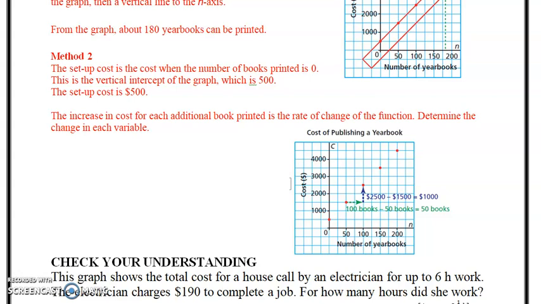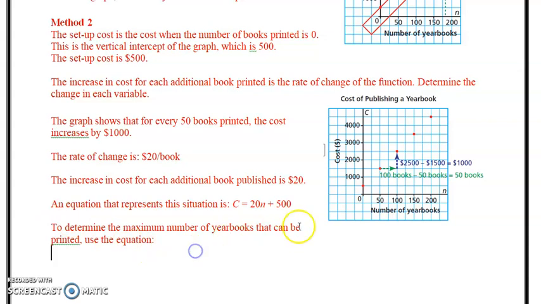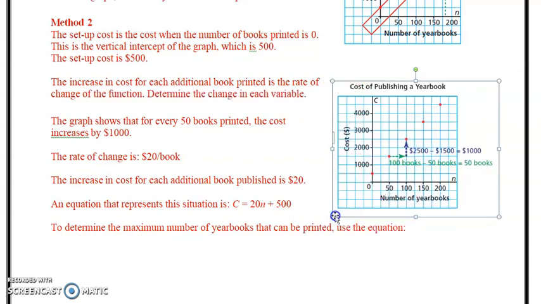I'll show that with the rate of change. The graph shows that for every 50 yearbooks printed, the cost increases by 1,000. So that rate of change is $20 per book. The increase in cost for each additional book is $20. So the equation is cost equals 20 multiplied by the number of books, plus 500. To determine the number of books, we can use that equation.